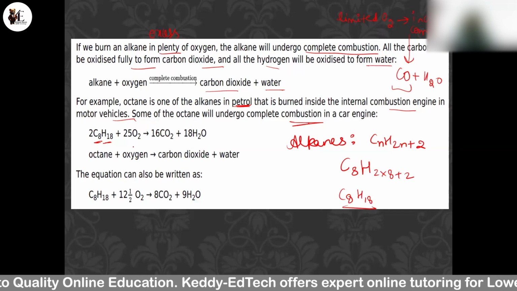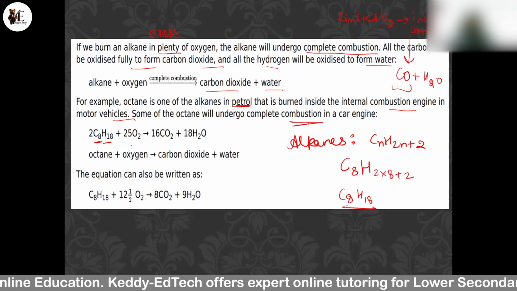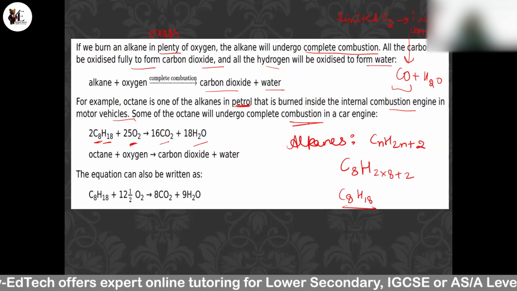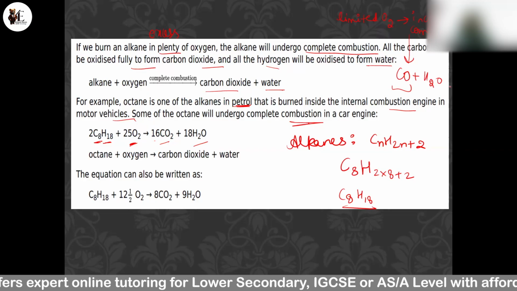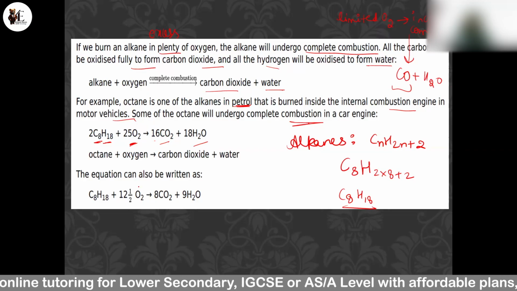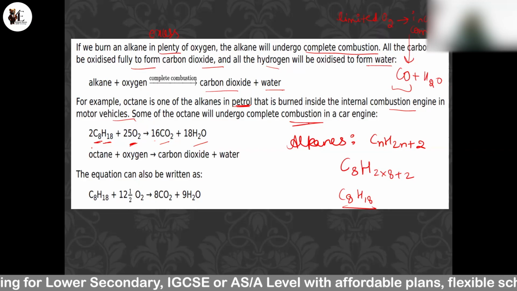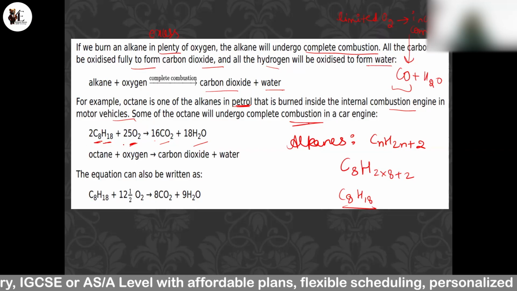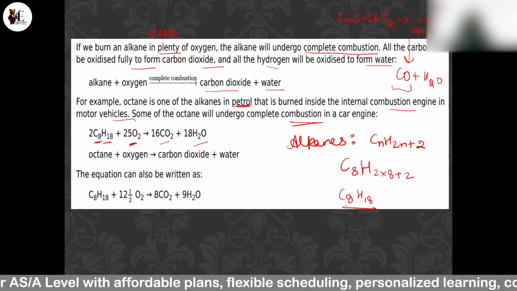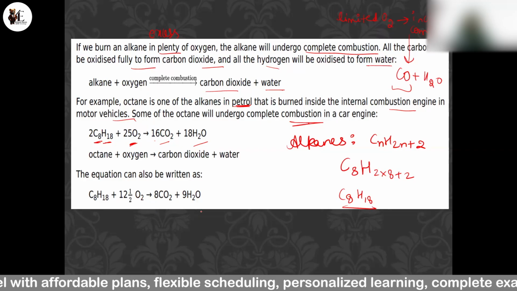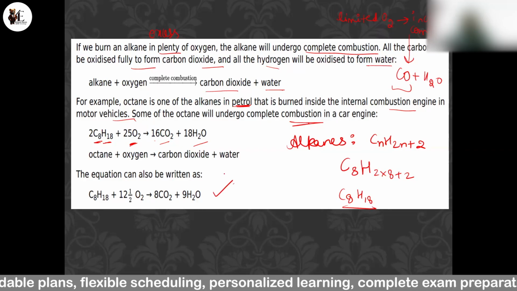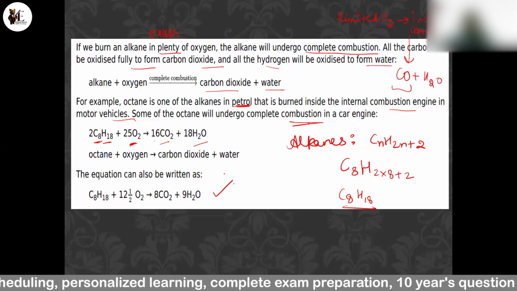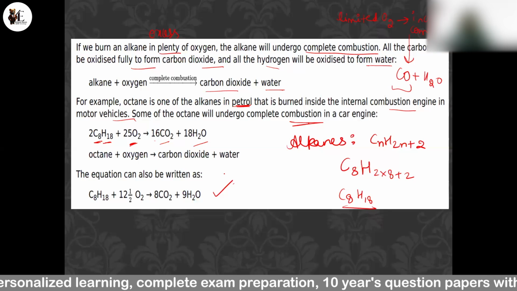When we do the complete combustion of octane to produce carbon dioxide and water, these numbers 25, 16 and 18 are just to balance the equation. So the equation can also be written for 1 mole of C8H18 octane by dividing the equation by 2. It is like this: 12 and a half O2, giving 8 CO2 and 9 H2O. So in complete combustion, we get carbon dioxide and water. In incomplete combustion, we get carbon monoxide and water.